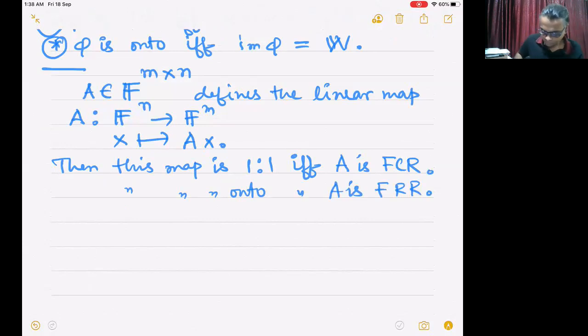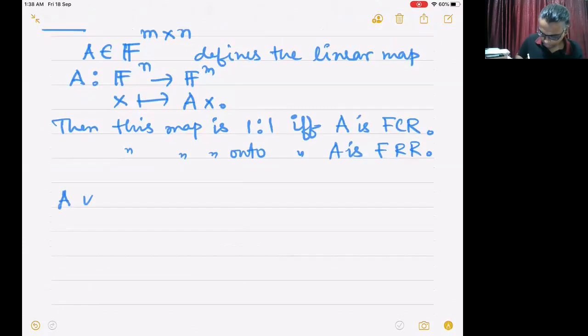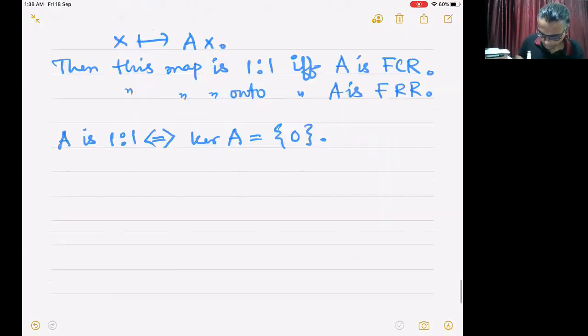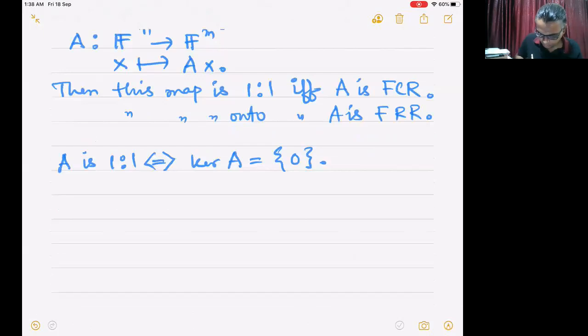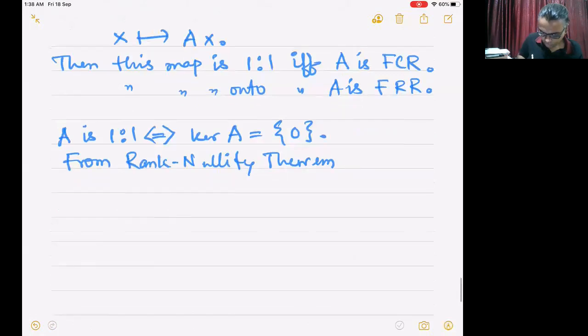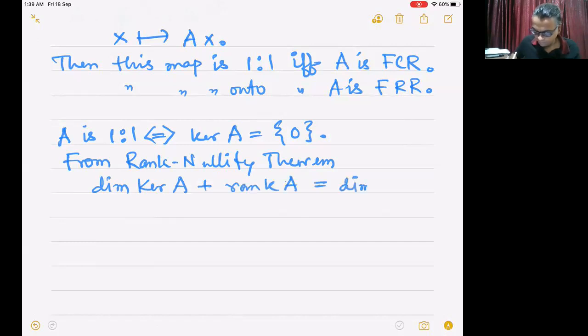Let us see quickly why this should be true. So this map A is one-to-one if and only if, as we have seen, kernel of A is equal to the zero space, right? But this tells us, from the rank nullity theorem, that dimension of kernel of A plus rank of A must be equal to dimension of the domain space, which is Fn in this case.